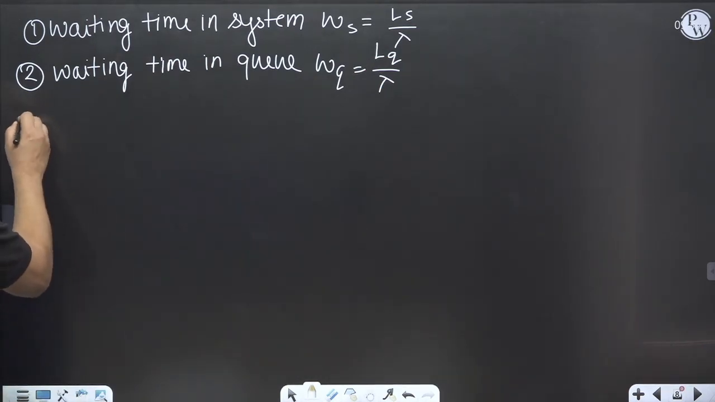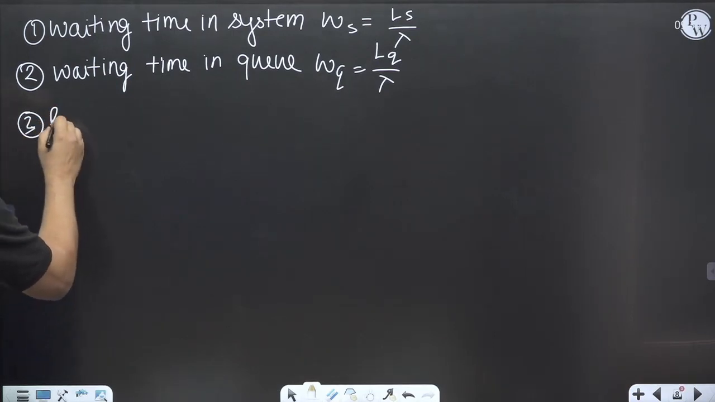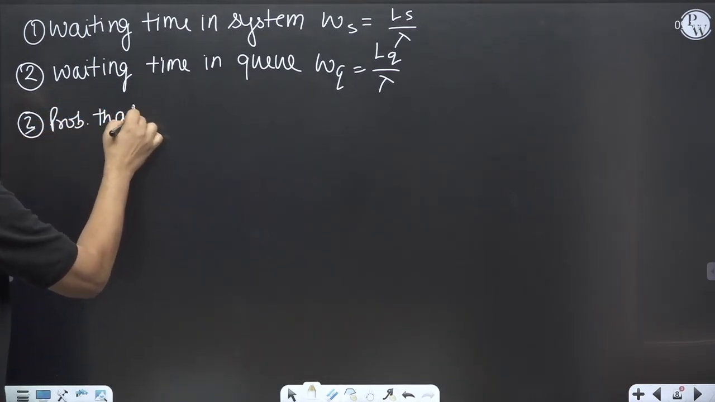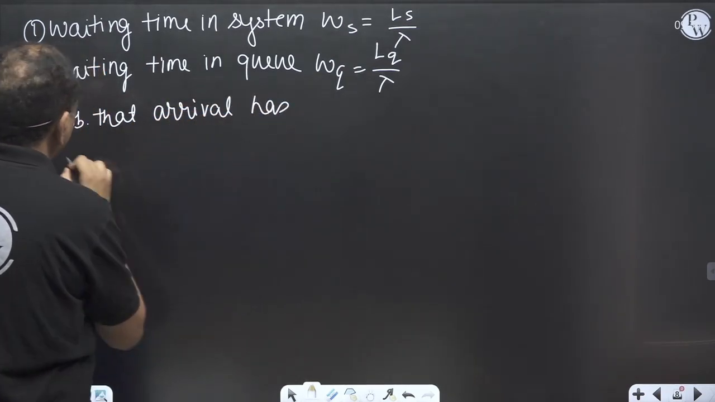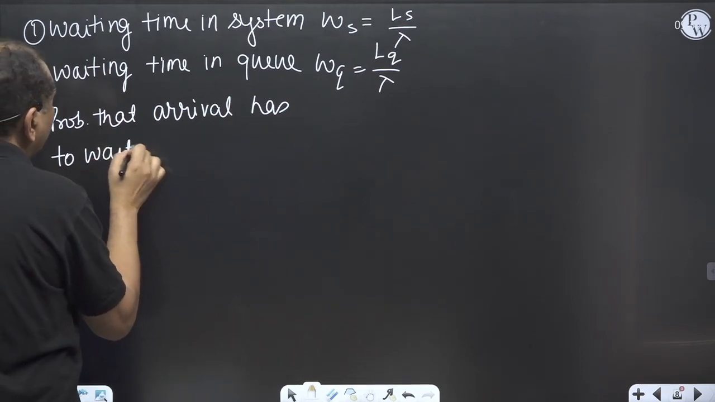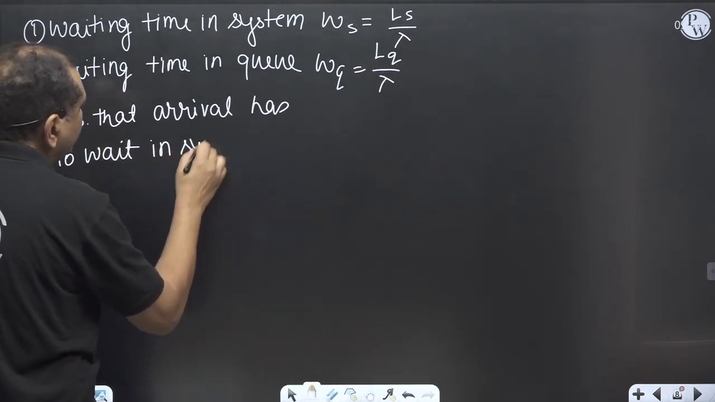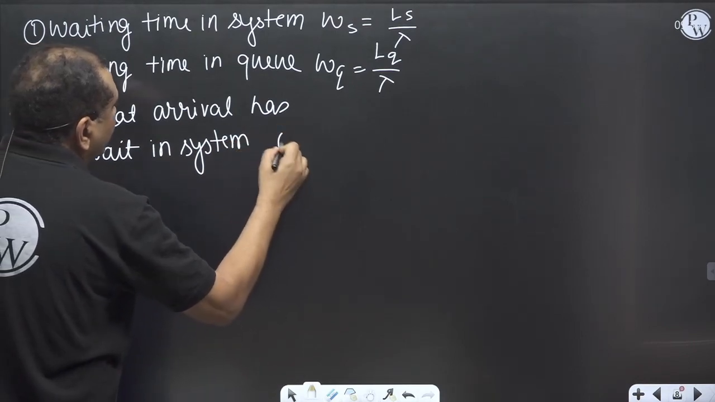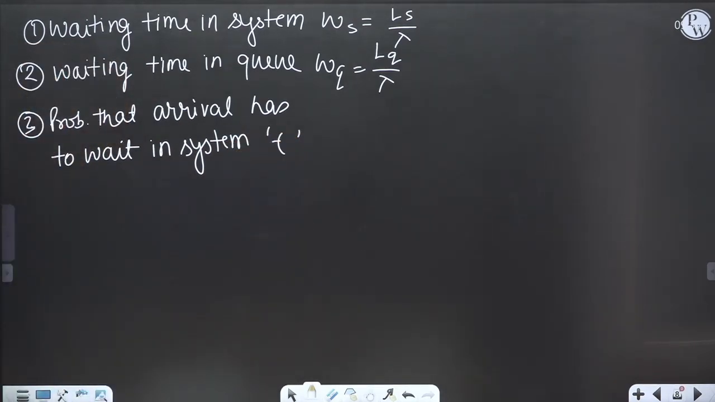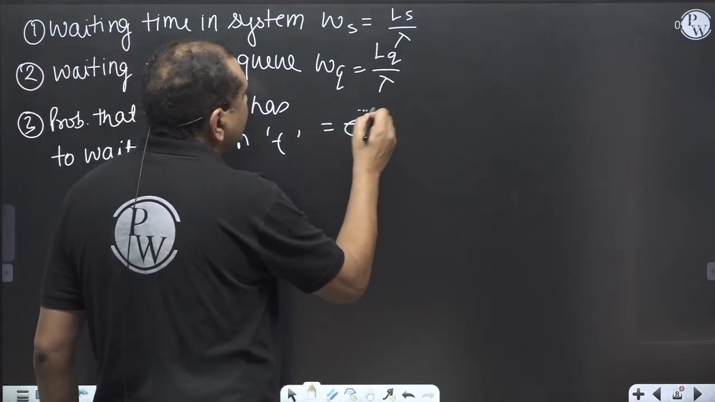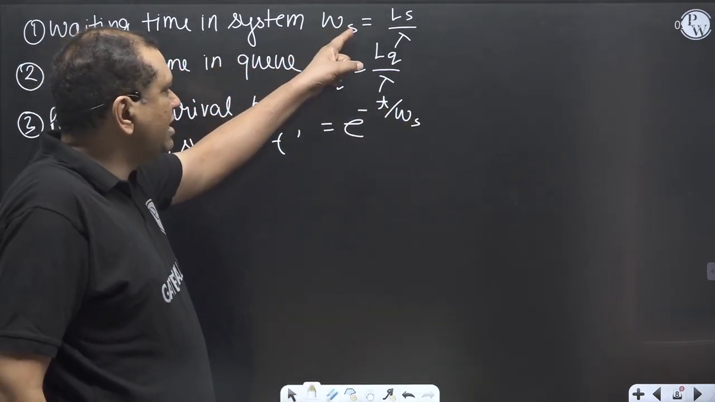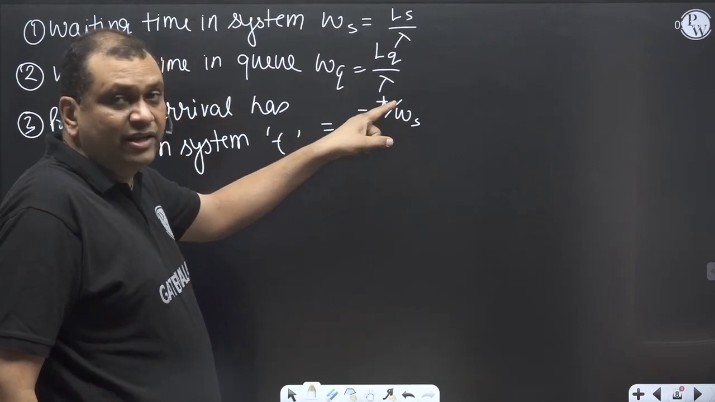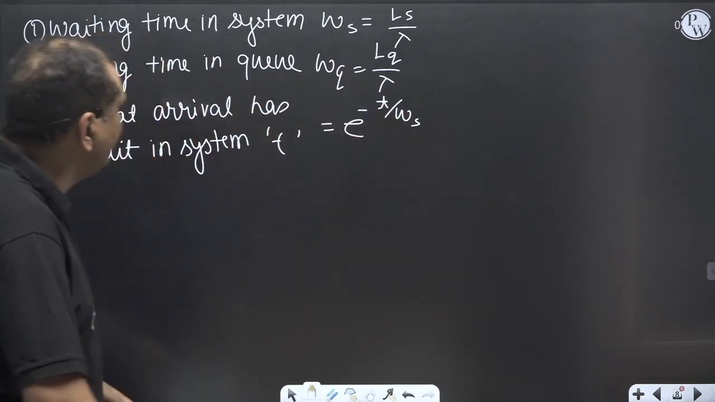Now, the probability that an arrival has to wait in system for time more than t is e raised to power minus t by Ws. Ws is the waiting time in system. E raised to power minus t by Ws. So these are the things that you have to remember.